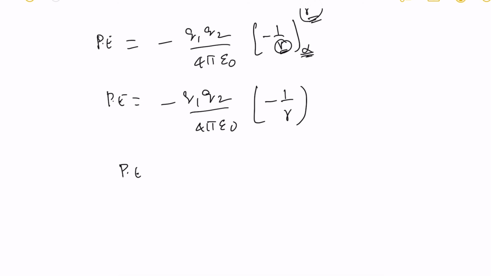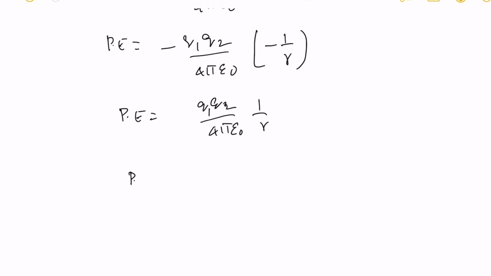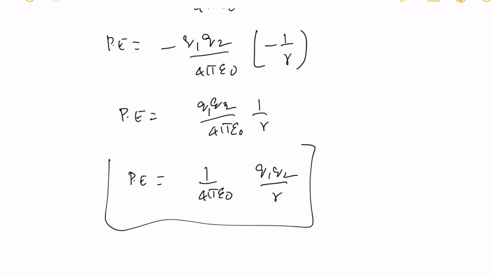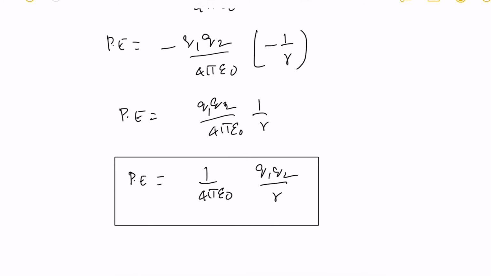Look here, potential energy is equal to minus of minus plus. So this is q1 q2 by 4 pi epsilon naught into 1 by r. So potential energy is equal to 1 by 4 pi epsilon naught q1 q2 by r. So this is the formula for potential energy.